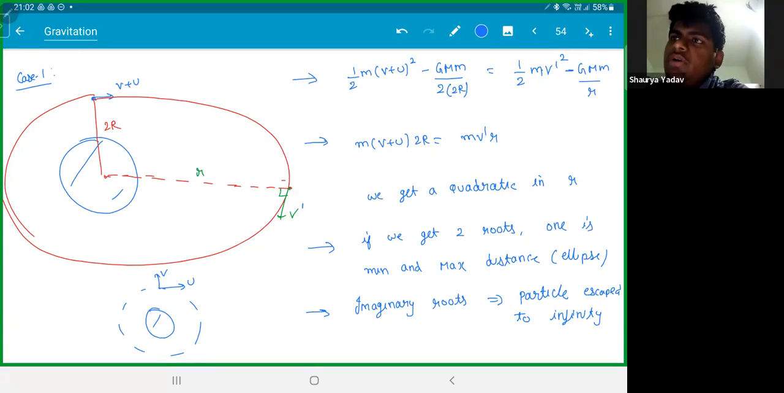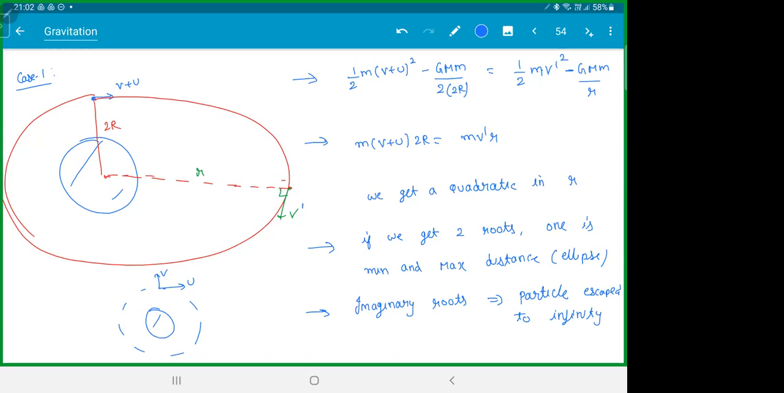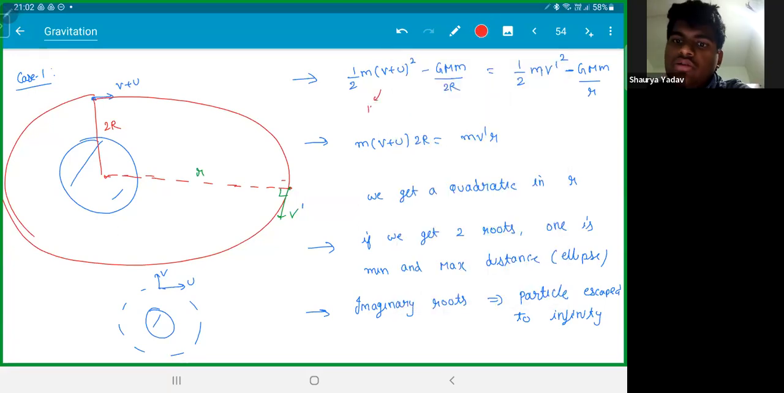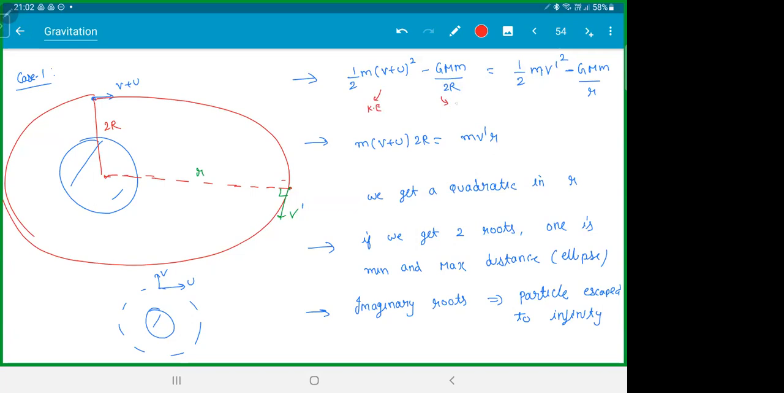So that GMm upon 2R is the total energy of the satellite. You're right. No, I shouldn't have written that. It is GMm by 2R only, because I took the kinetic energy separately. That's a mistake. This is only potential energy. You should not write total energy because kinetic energy you have taken separately. That was a mistake.